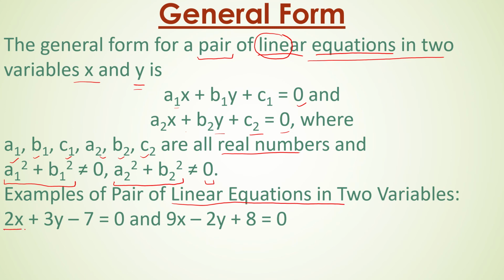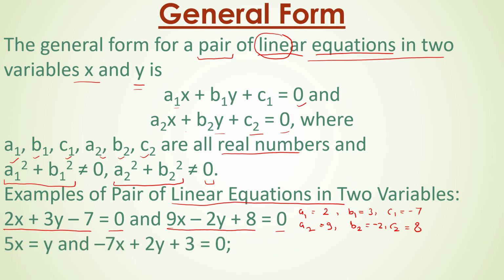That is 2x plus 3y minus 7 equals to 0 and 9x minus 2y plus 8 equals to 0. Here a1 is 2, b1 is 3, c1 is minus 7, a2 is 9, b2 is minus 2, and c2 is 8.